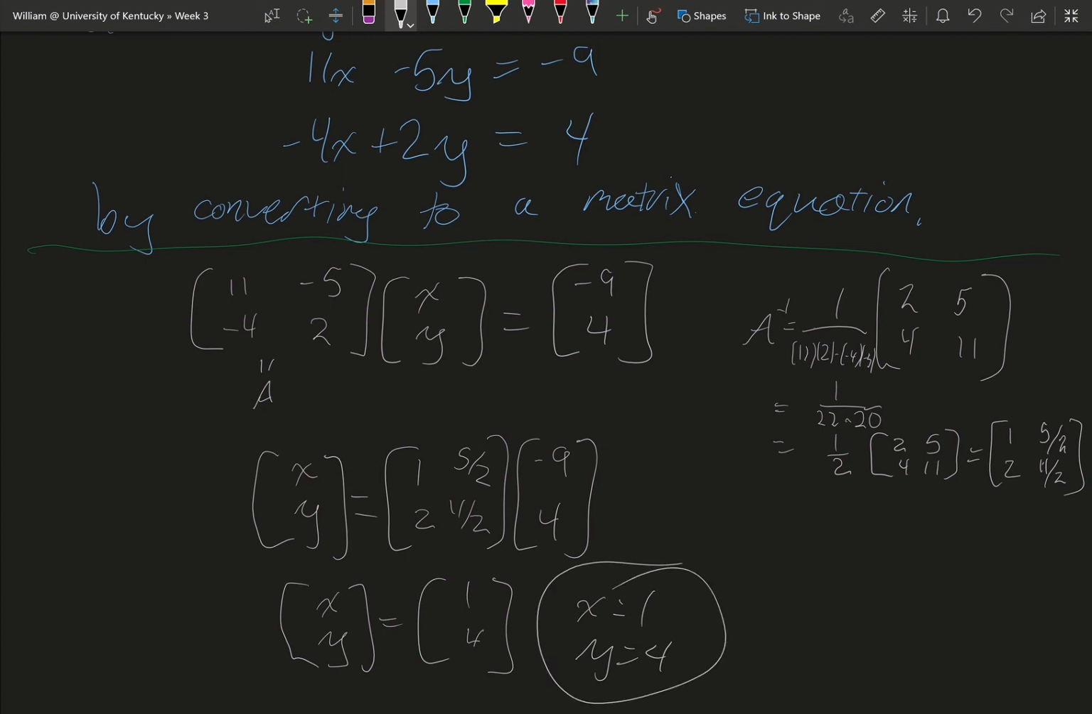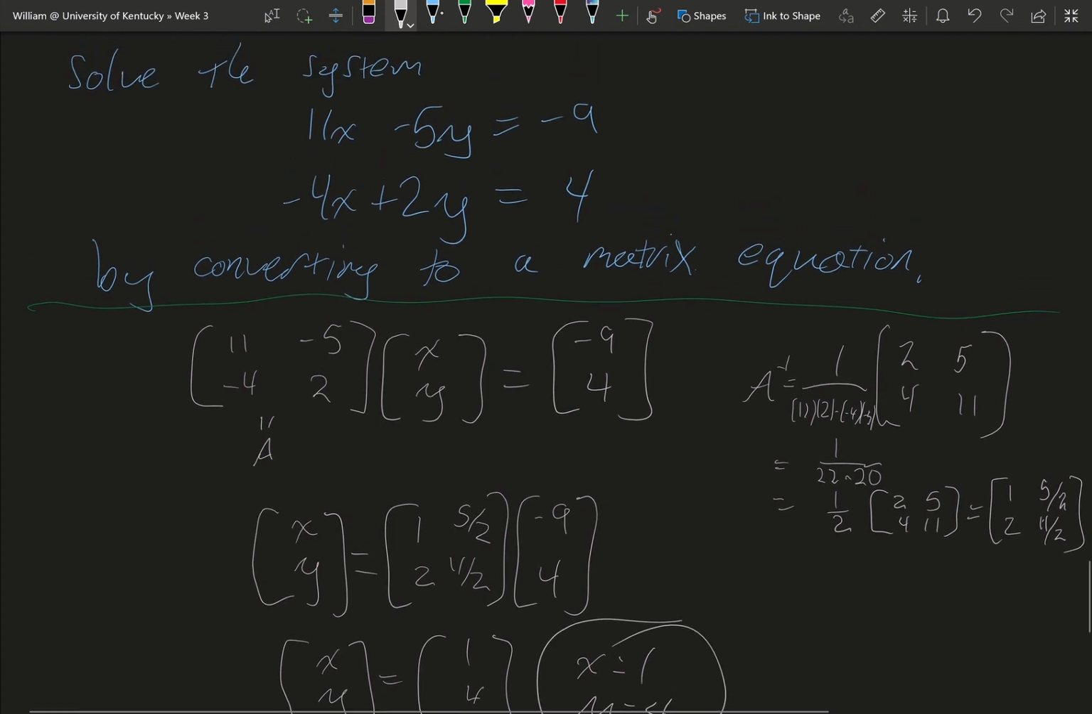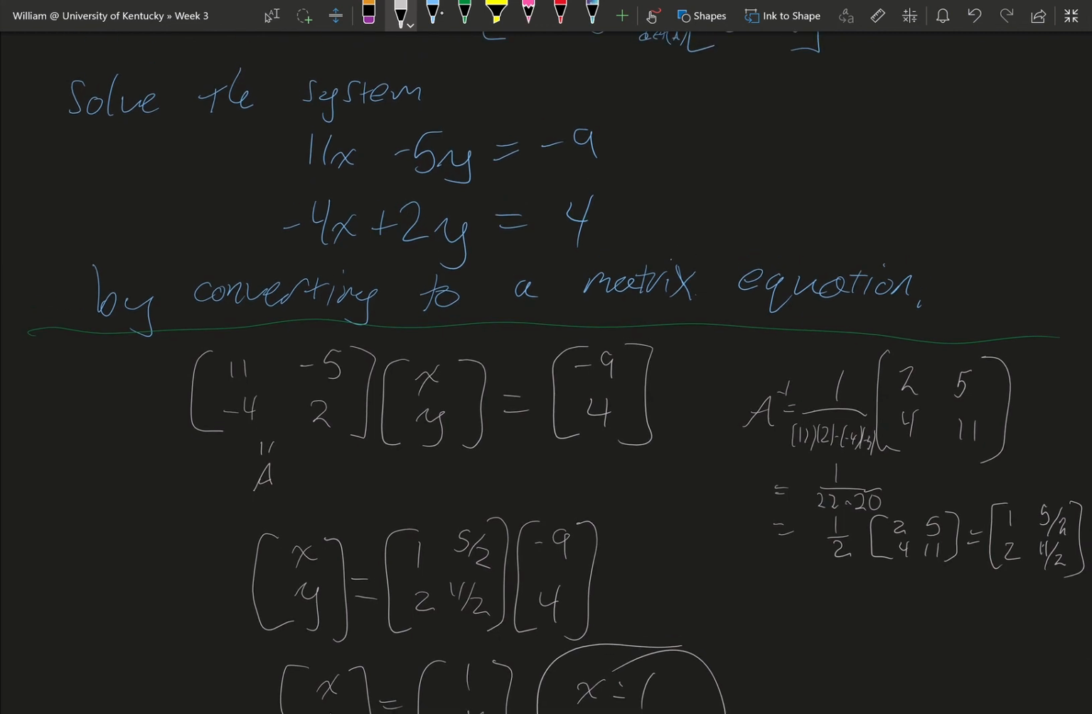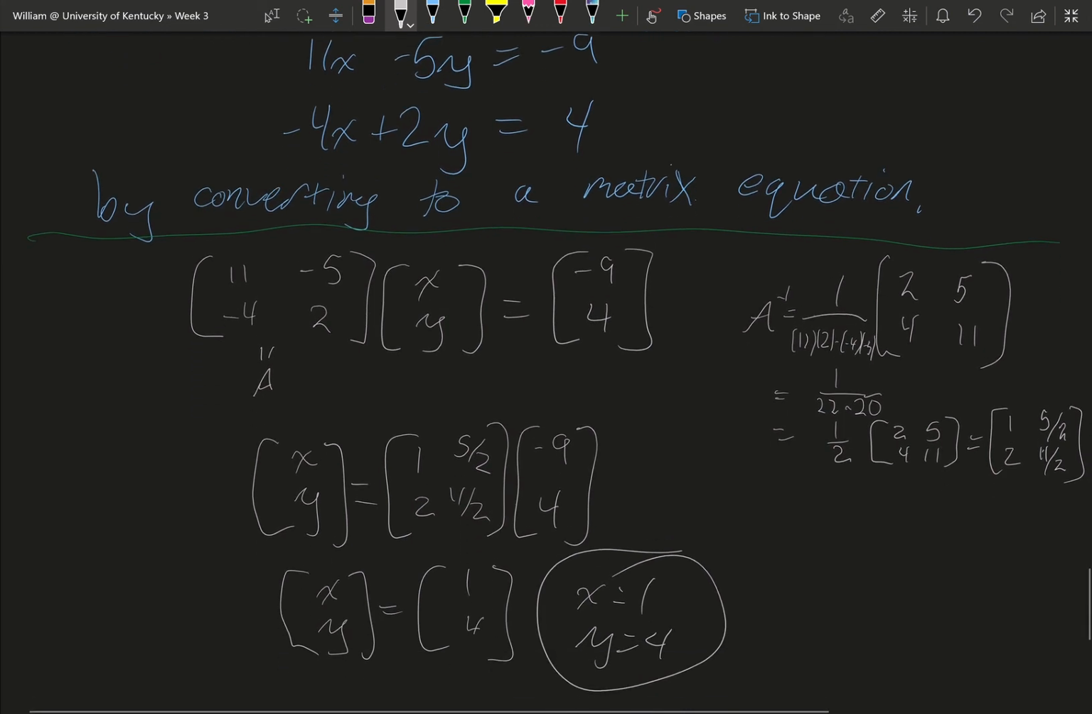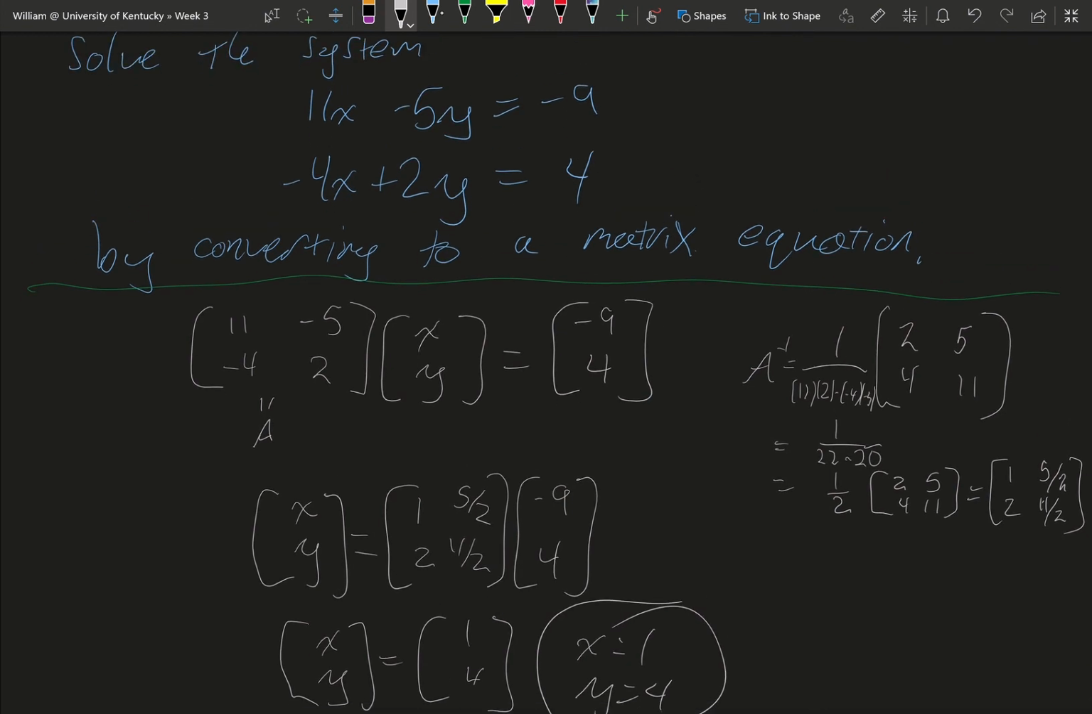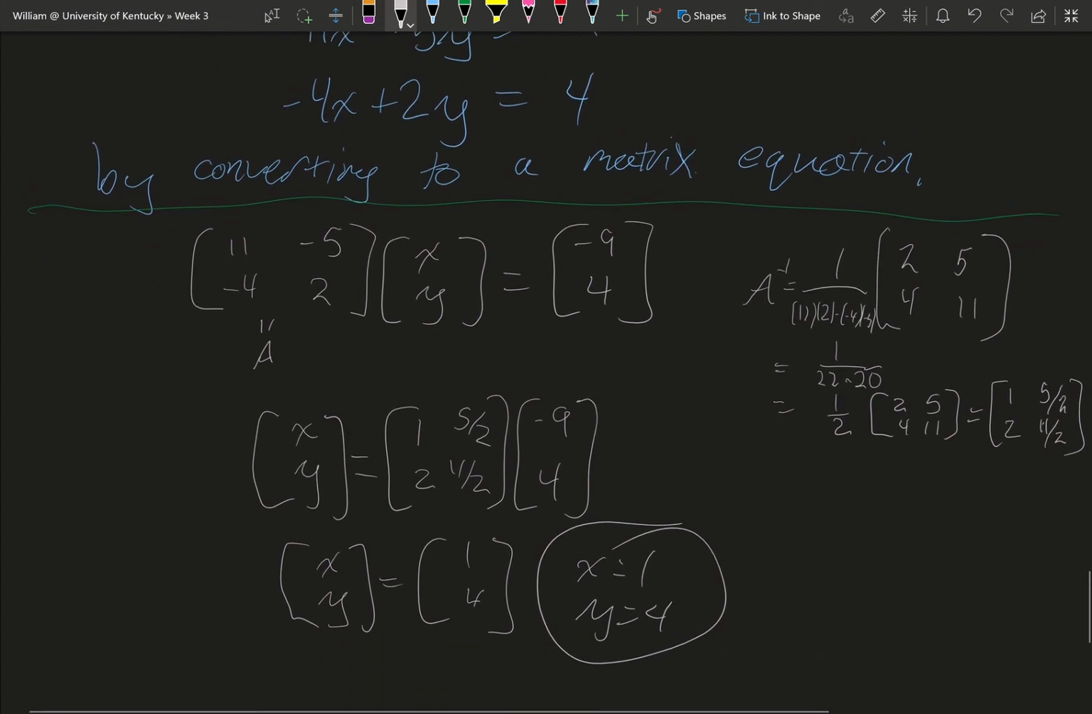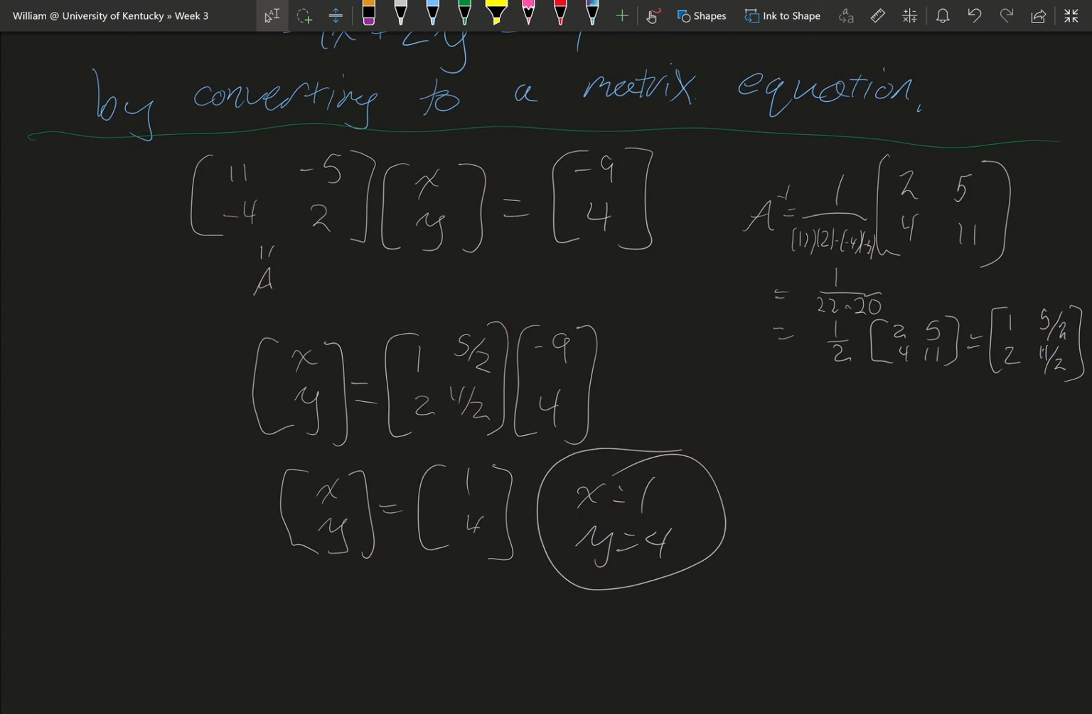And going back, let's just check our work. 11 times 1 is 11, minus 5 times 4 is 20. So 11 minus 20, yep, that's -9. And -4 times 1 plus 2 times 4. So -4 plus 8 is indeed positive 4. So we checked it, the formula works.